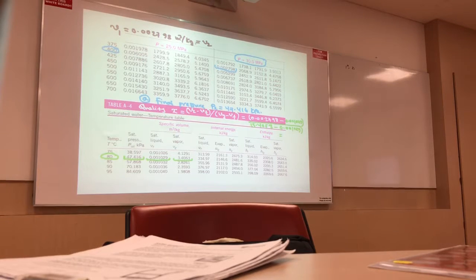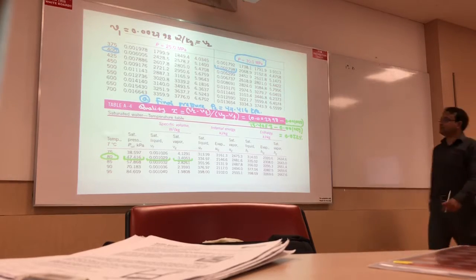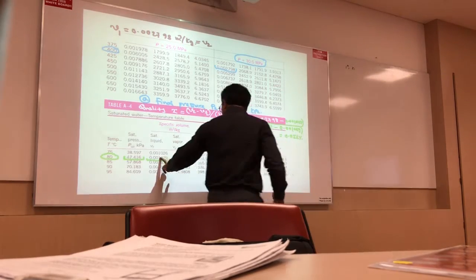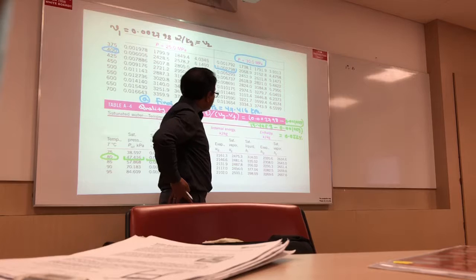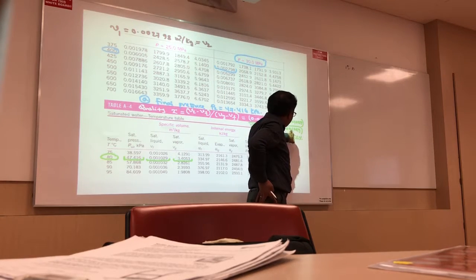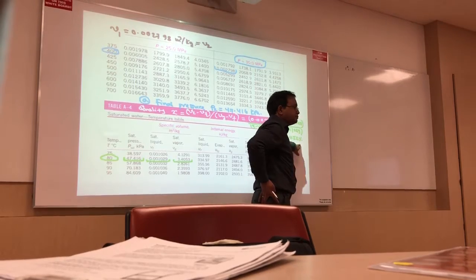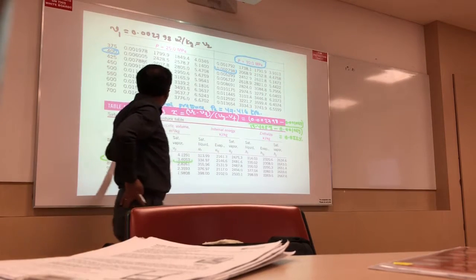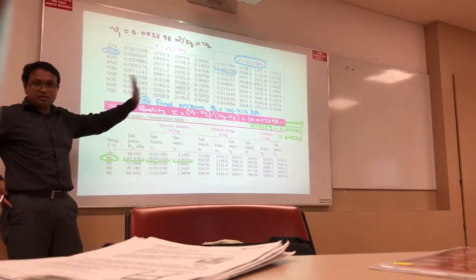Answer I get 0.052. Multiply by 100, right? Then I can get this value. So this is Vf, this is Vg. So V2 minus Vf and Vg minus Vf by this is the quality. So I can find the quality. My first question is solved, right?